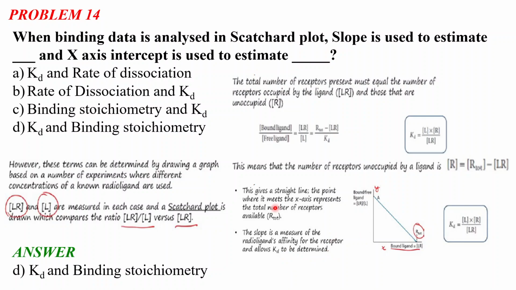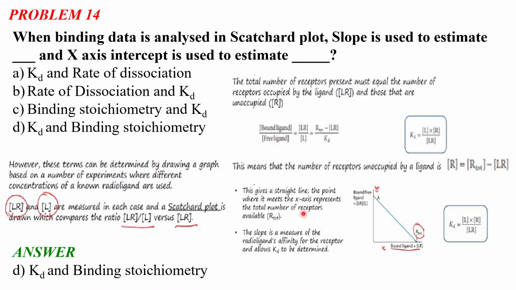So this is a little different from what we were discussing till now, about this plot and everything. You just have to read it carefully. It is actually a very easy thing to calculate, but you have to read it once, otherwise it will look a little problematic. For a number of experiments, we take some radioligand for which we have some values. Then we plot this kind of graph with different points, and from the slope we get the KD, and from the x-axis intercept, we get the binding stoichiometry. So it was all about the Scatchard plot.